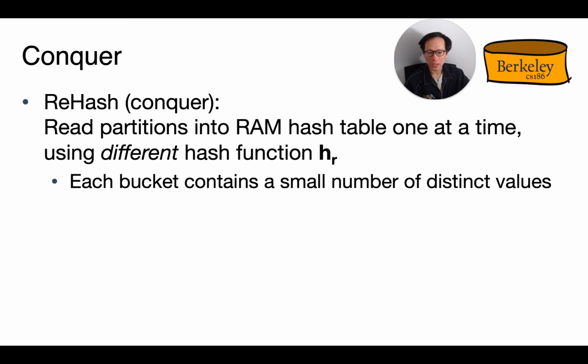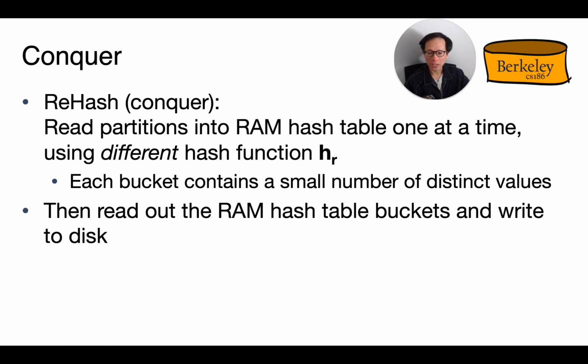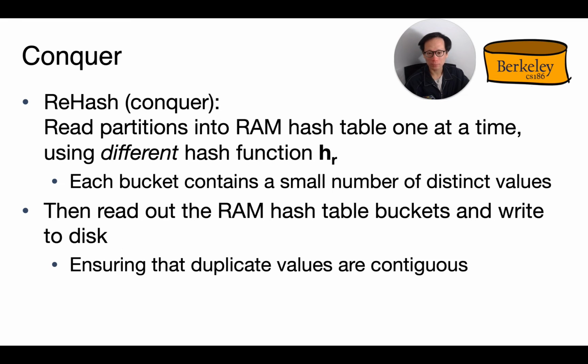Each bucket in this hash table is just going to have a few distinct values since we are processing only one partition at a time. Once this hash table is built and sitting in memory, we'll go through it bucket by bucket, reading out the values in the individual buckets and writing them out to the disk, and making sure that within a bucket, duplicate values are contiguous. That is now easy because each bucket is very small and is already in memory.